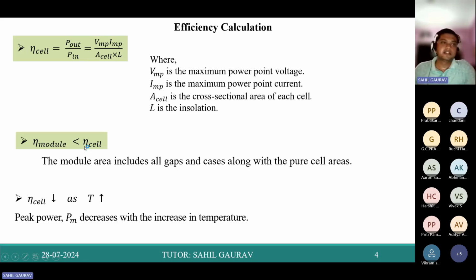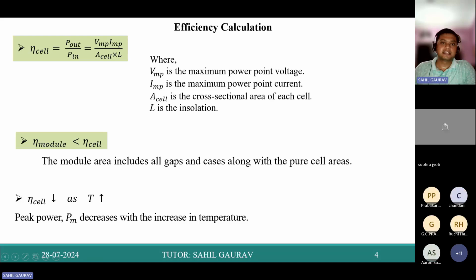The efficiency of a solar PV module is always less than the efficiency of a single cell. That is because the module area also includes the gaps and cases along with the pure cell areas, which do not contribute any power generation. That's why the efficiency of a solar PV module is less than that of a solar PV cell. The efficiency of a solar cell also goes down as temperature goes up, because the peak power PM decreases with increasing temperature, as we saw in the previous slide.